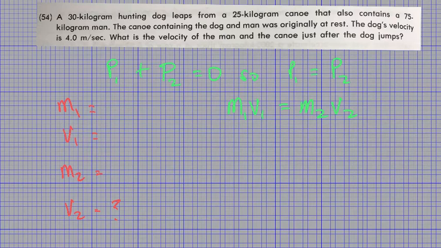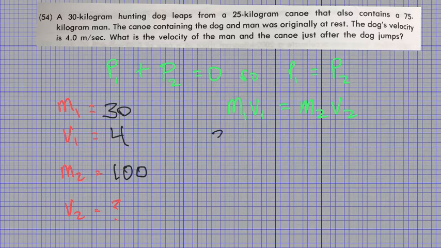Let's have the mass of the dog be number 1, so that's 30 kilograms. And the dog's velocity is 4 meters per second. Now the other mass is not just the man and it's not just the canoe. We have to put the two together, so 25 plus 75, so let's put 100 down here, okay? And the velocity is what we're solving for.